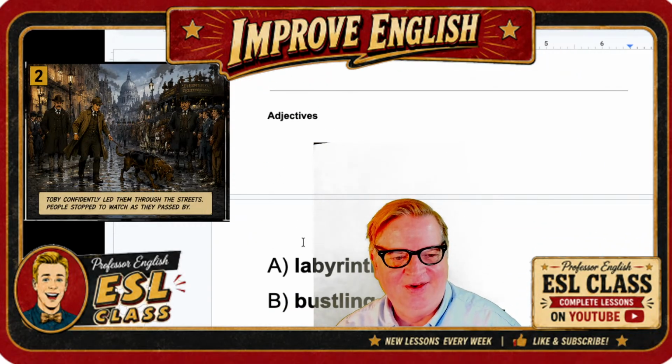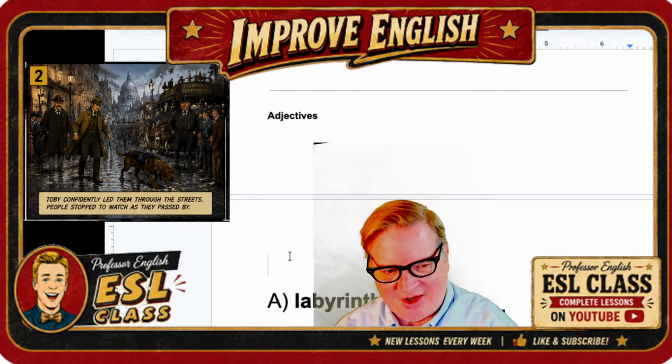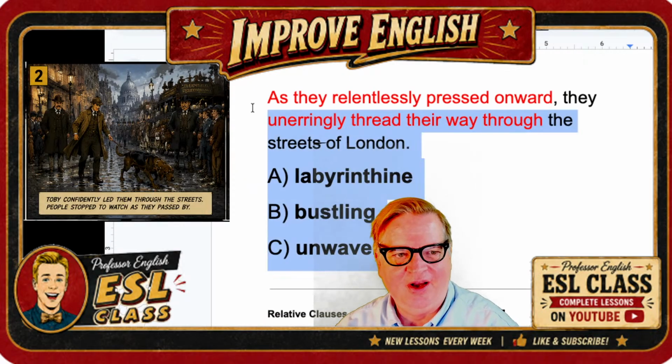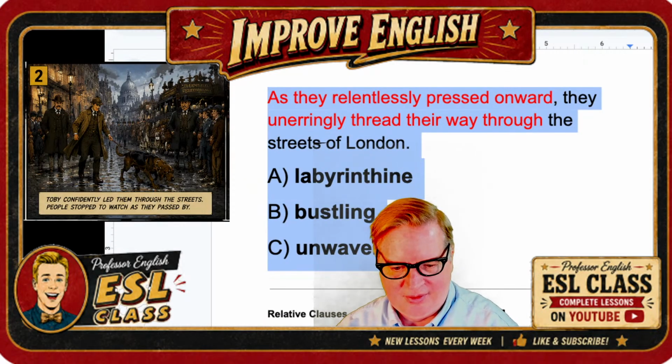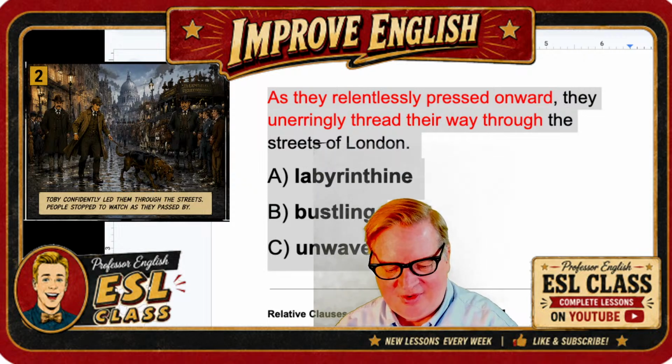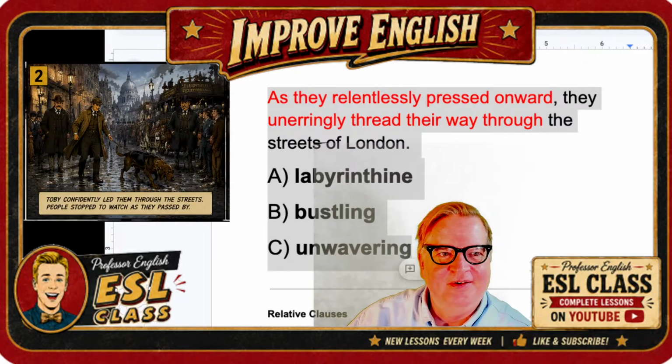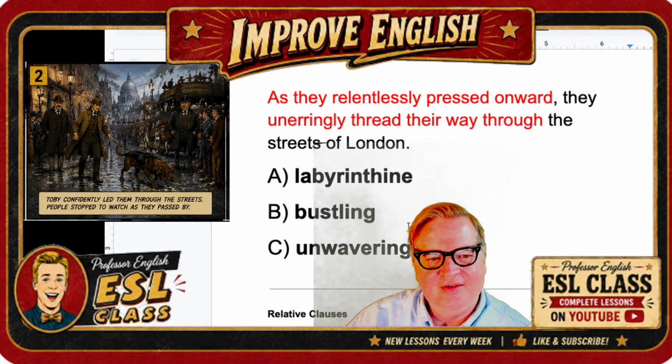All right. Now let's do the adjectives this time. We've got an interesting adjective here. The first adjective, let me copy and paste everything here for you, is labyrinthine or labyrinthine. I think I would say labyrinthine, but you could say labyrinthine if you want. I think both would be okay.